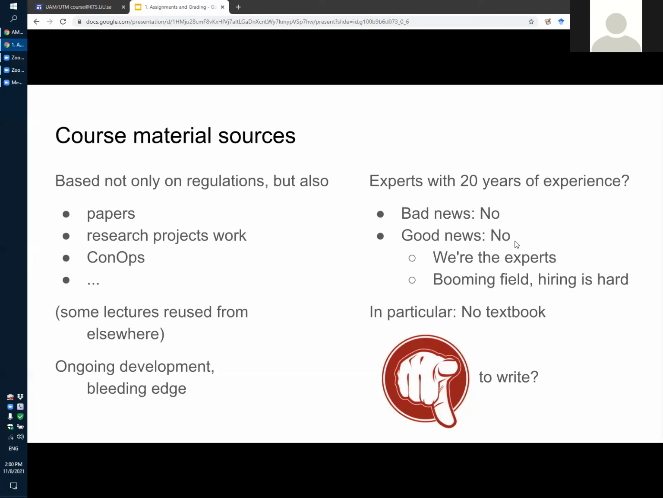As a last note, it's 2 o'clock, so we're finishing. There is no textbook for this course. If somebody is really willing, maybe you will be the one writing the book, and then I will use it in the next reincarnations of this course. But for now, we will use the regulations, papers and other things.